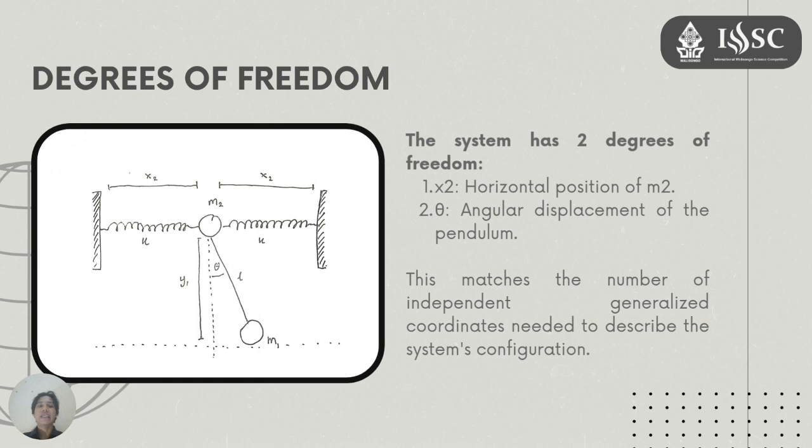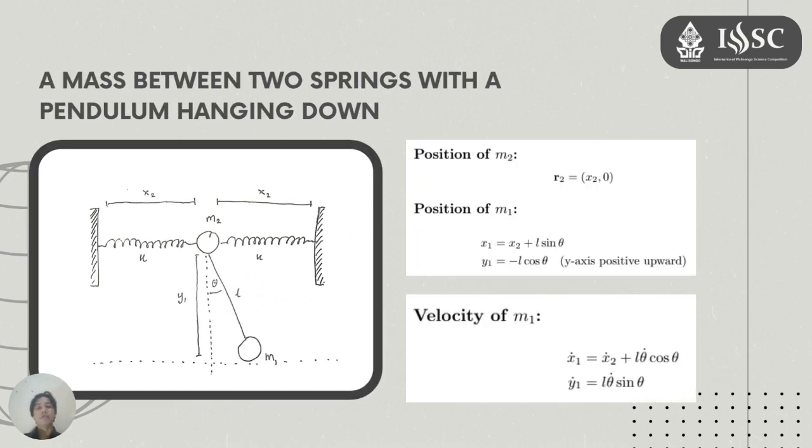After that, we determine the degrees of freedom. The system has 2 degrees of freedom. Firstly, x2 itself, the horizontal position of M2 coupled to the spring. Secondly, theta, the angular displacement of the pendulum. These are the number of independent generalized coordinates needed to describe the system configuration. The movement of the system is translational for M2 on the spring and swinging of the pendulum at M1. So we need to derive the Lagrangian equation of motion.